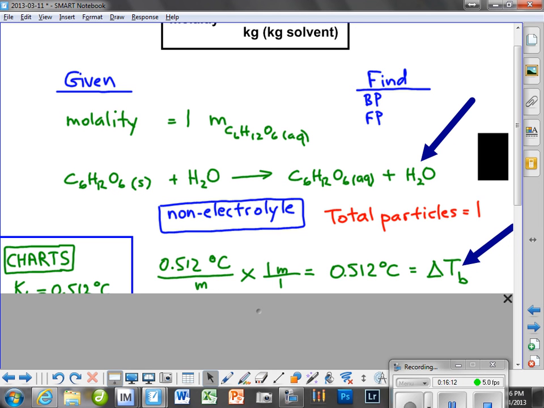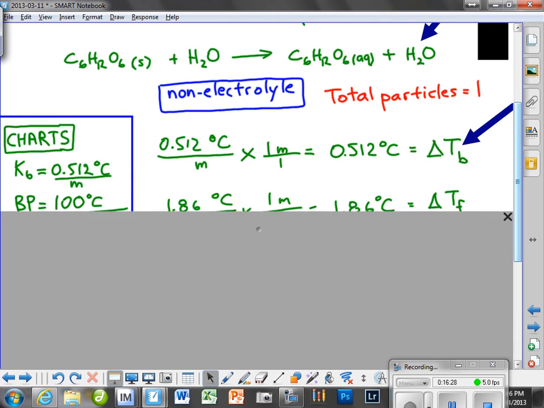And you will see that in your textbook. That's the way you're calculating the change in temperature. Now it's a boiling point change. So is it going to go up or down? Boiling point changes always go up. All right, let's see how that works out in the calculation.